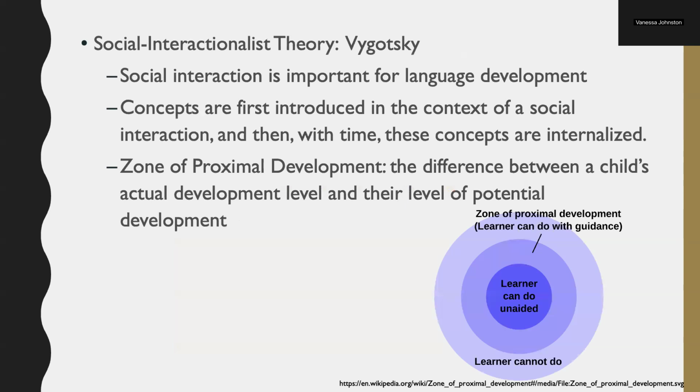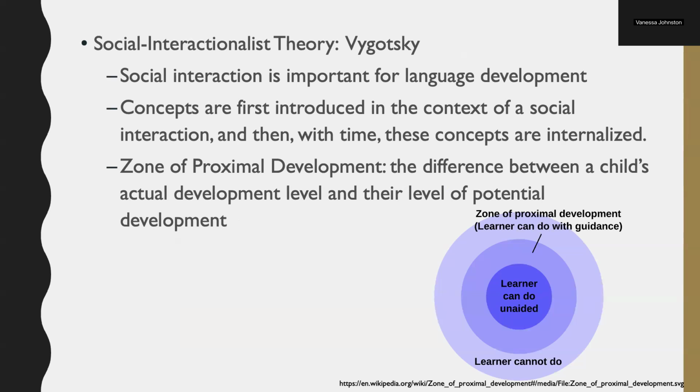Social interactionist theory by Vygotsky. Social interaction is important for language development. That's what this theory says. Concepts are first introduced in the context of a social interaction, and then with time, these concepts are internalized.